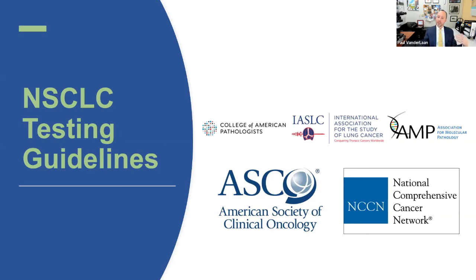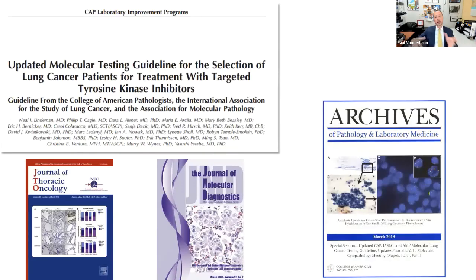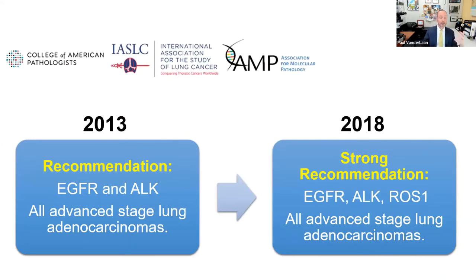And so the CAP IASLC AMP guidelines first came together in 2013 as basically a joint effort by these professional societies looking at helping us understand when to test, what specimens to test, how to test, and what targets to test. This came out in June of 2013 and was updated 5 years later, coming out in March of 2018. That really is the foundation of what we have been doing in the pathology laboratory.